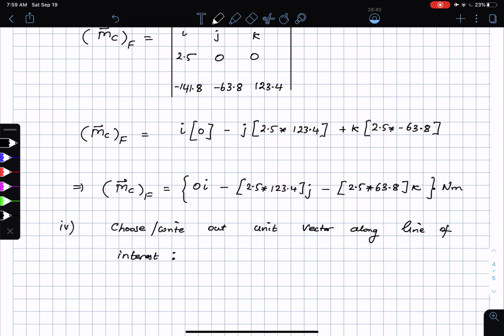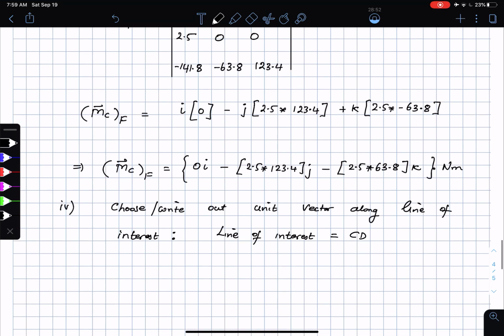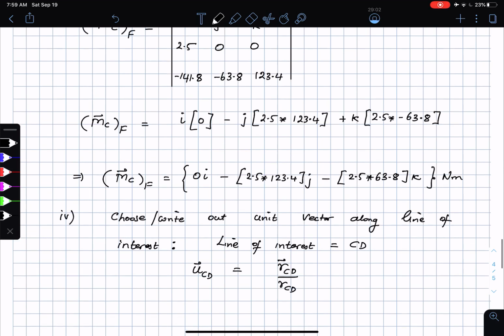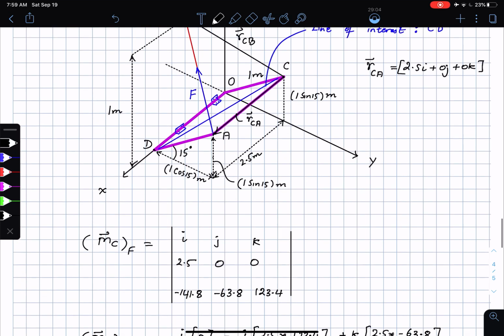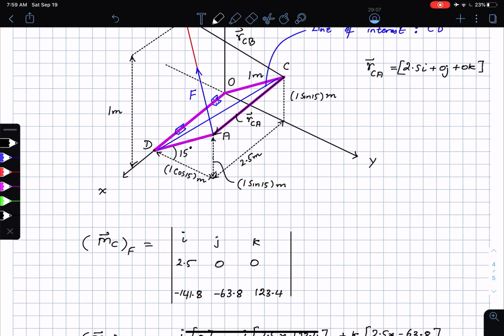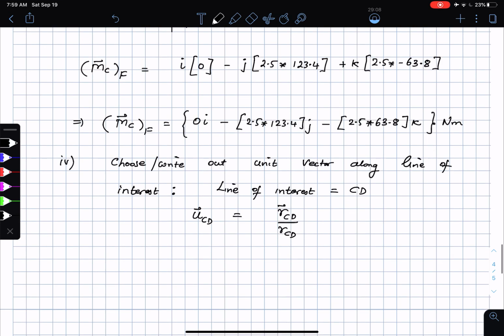Okay, the line of interest is CD, which means that the unit vector is going to be along the line CD, so the unit vector UCD is going to be the position vector divided by the magnitude of the position vector. Distance from C to D: I know the coordinates of C, I know the coordinates of D. So if you want, very quickly, we can do this.